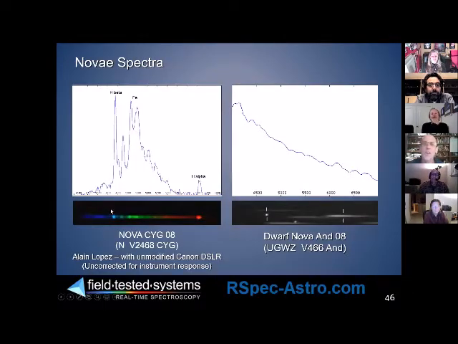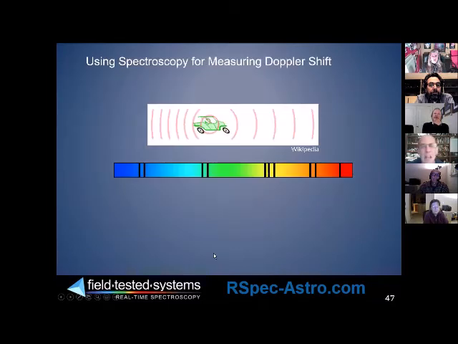So if you're into novae, some novae, as you can see here, have absorption features for iron, some don't. You can even do that with the DSLR. Quick review of Doppler shift. Most of you will recall that if a car or a sound goes past you, as it's coming towards you, its horn is higher pitched, and when it's moving away, it's lower pitched. Or a train whistle through a station. High as it's coming towards you, low as it's going away, because the waves are as if stretched or compressed. Well, the same thing for light waves.